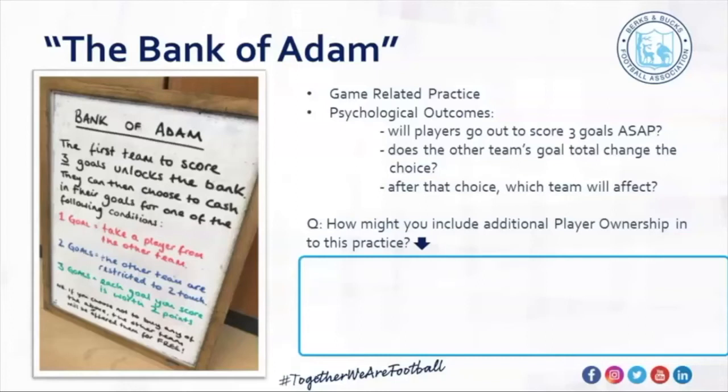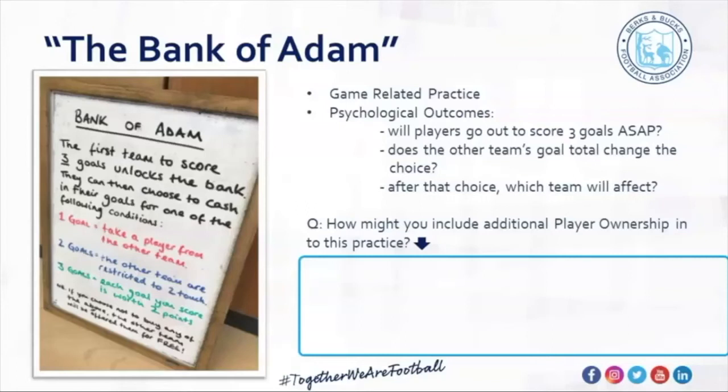So I've put a question in the bottom there. I think some people potentially might start putting things in the chat, but how else might you include additional player ownership within that practice? Obviously, I'm already giving it to them by allowing them choice. Choice is massive. I'm giving it to them in terms of how they want to go and play the game.